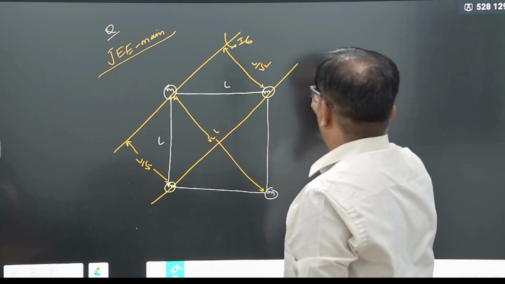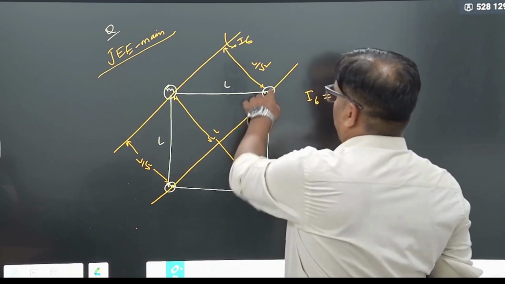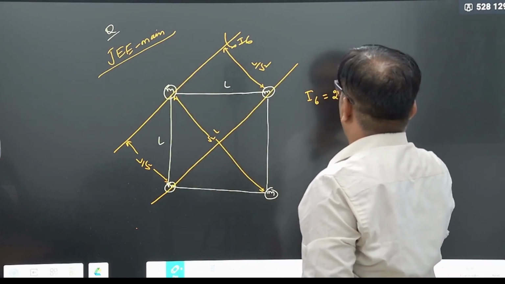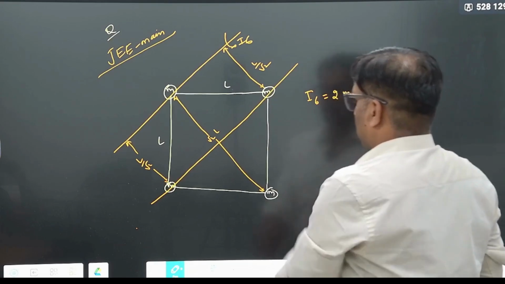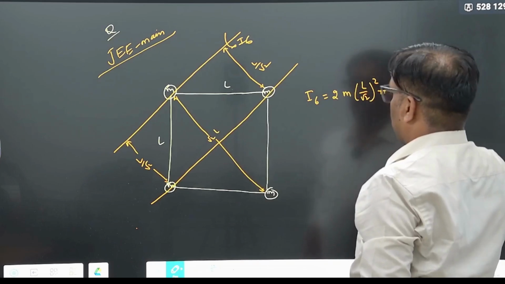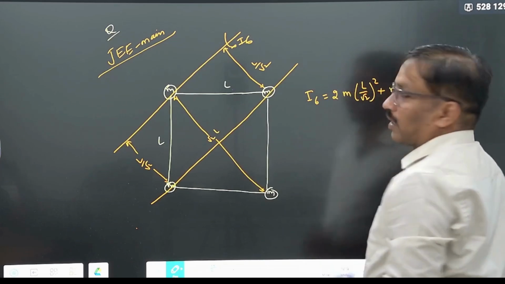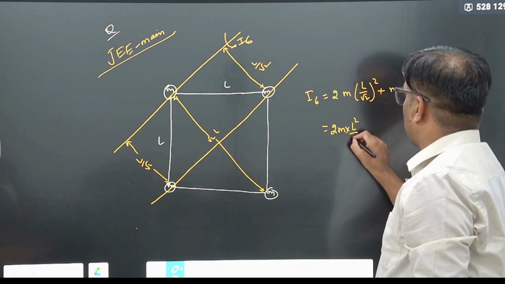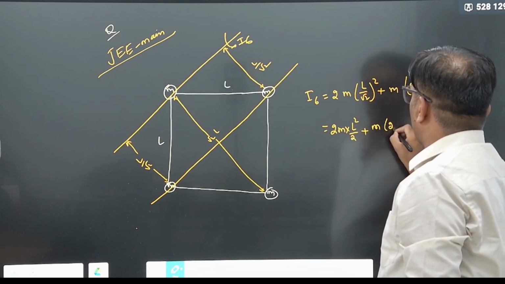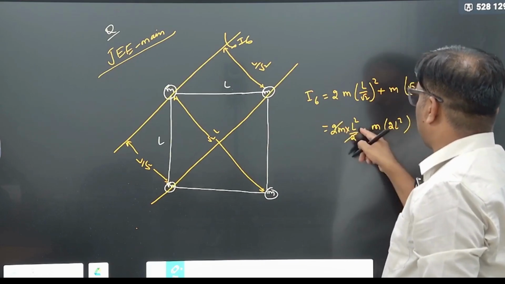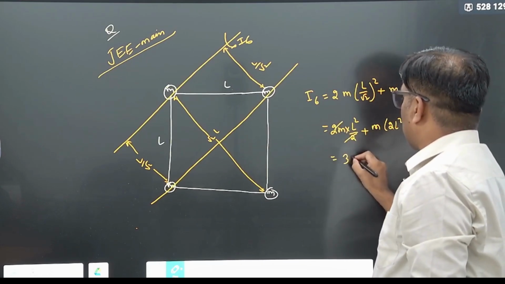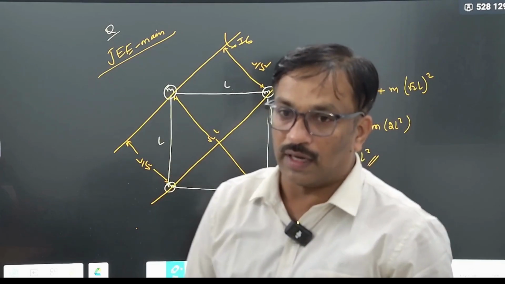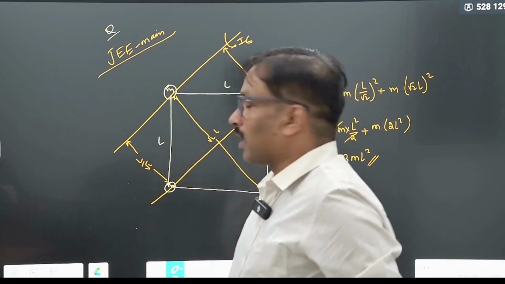Clear? So what is the moment of inertia? I6. Both masses are the same, and this one is at rest. These two are the same. Therefore 2 into M into L by root 2 whole square plus, this mass is M into root 2 into L whole square. So what you will get is 2M into L square by 2 plus M into 2L square. This will get cancelled: ML square plus 2ML square, totally 3ML square. So this will be your moment of inertia about this axis. Clear? So like this you need to calculate many other combinations.